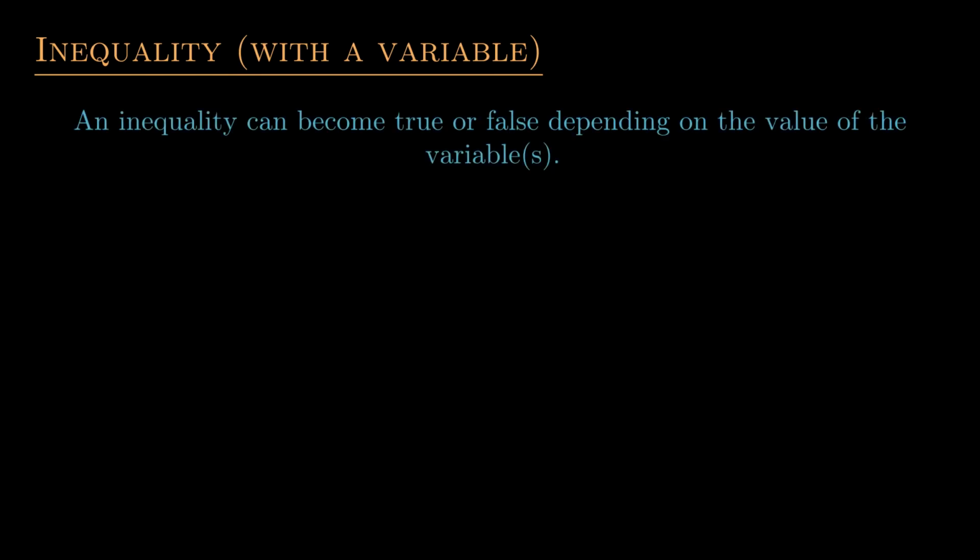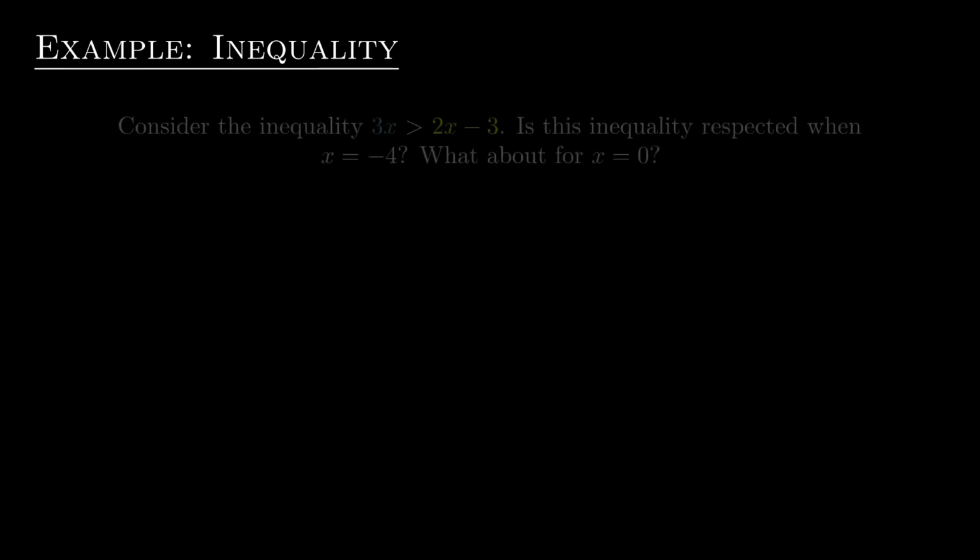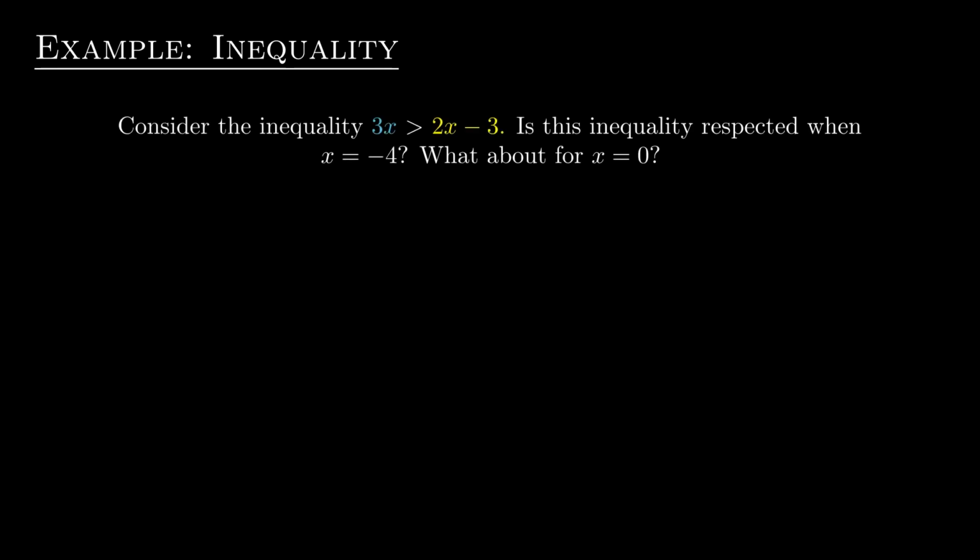Now we'll work with an inequality that we have to solve with respect to a variable. Think of it like an equation but for an inequality. An inequality can be true or false depending on the value of the variable. So now let's solve an inequality with respect to a variable. We will work with the following inequality: 3x is greater than 2x minus 3.